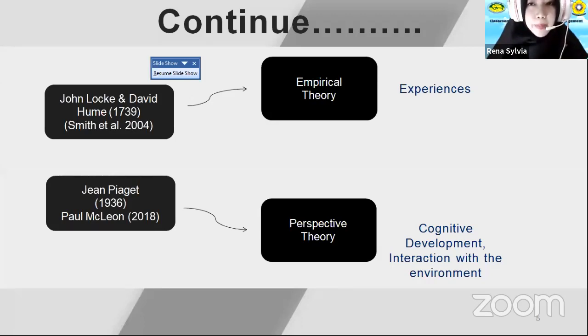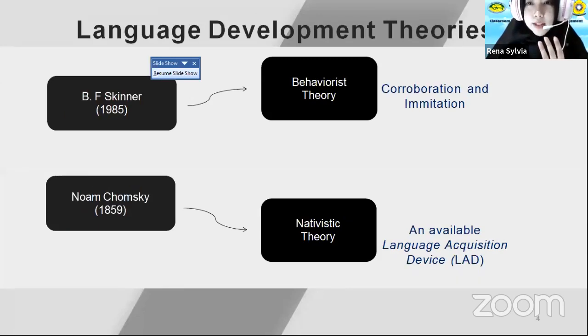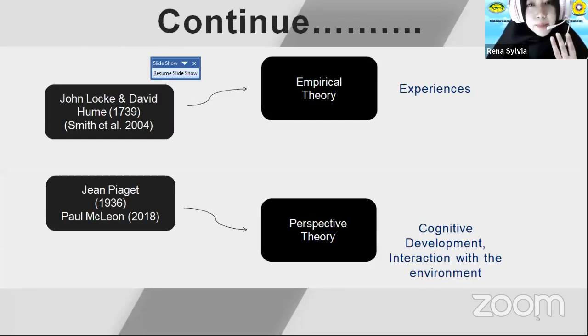Empirical theories talk about experience, that humans learn something by their own experience. And then for the last, it is Jean Piaget and Paul MacLeod. They combined those three theories into the interaction. As we have known, the first one is collaboration and imitation of the behaviorists, and then children already have a device inside their mind in the nativist theory, and then in the empirical theory it will be experience.